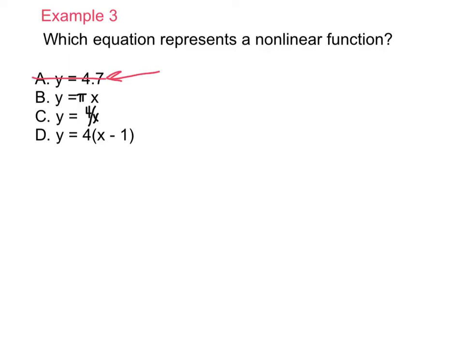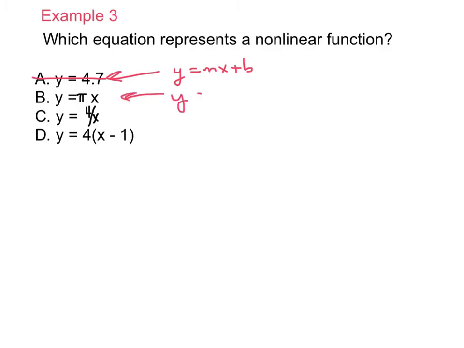B, y equals pi x. Oh, maybe, we'll see. C, y equals 4 divided by x. D, y equals 4 times x minus 1. So here's what we want to think of. Which equations can I write in slope-intercept form? y equals mx plus b. A is already in y equals mx plus b because it's solved for y. The slope is 0, and your b is 4.7.